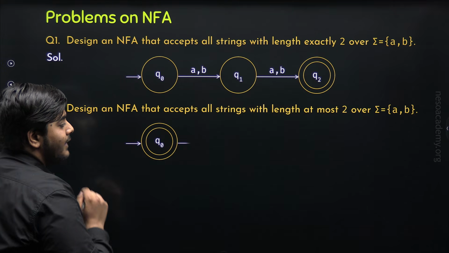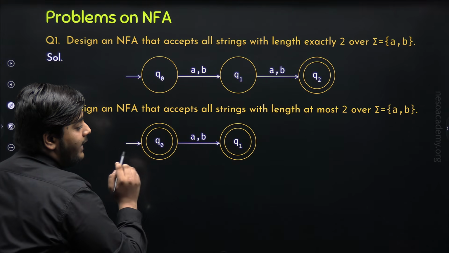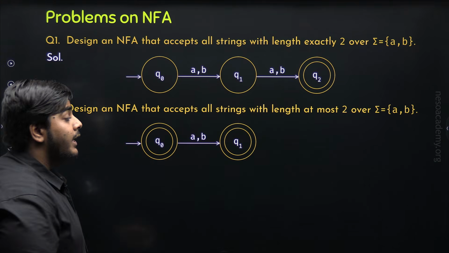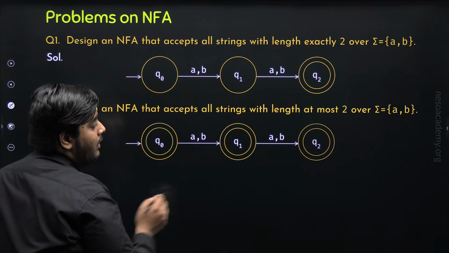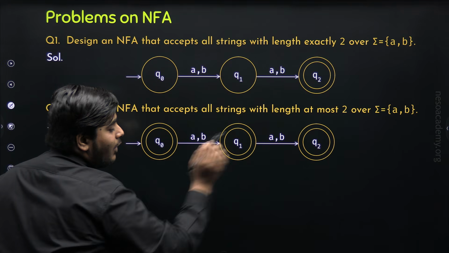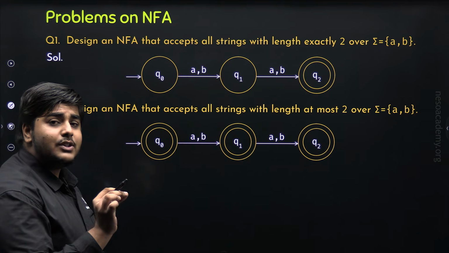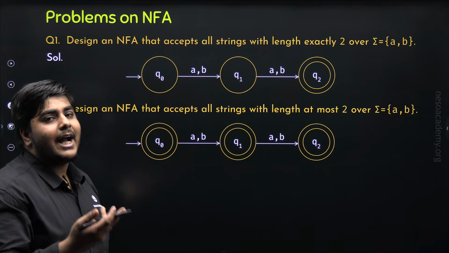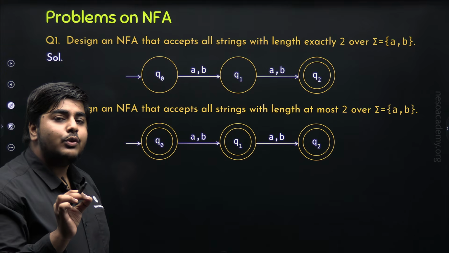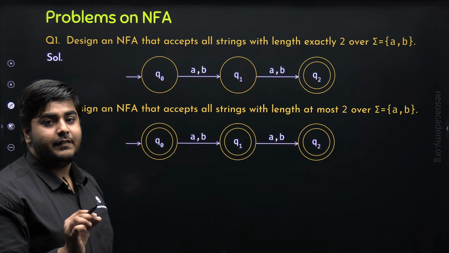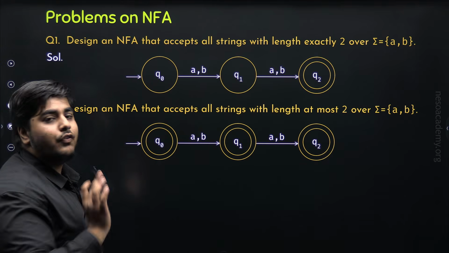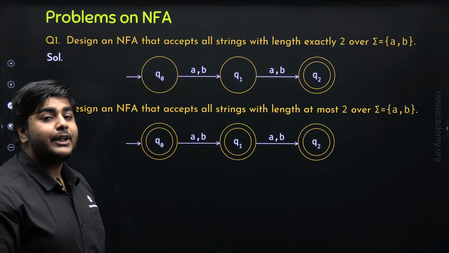If I get only one symbol, a or b, that will also be accepted because 1 is also less than 2. If I get one more symbol, either a or b, that will also be accepted because 2 is also less than or equal to 2. But if I get one more symbol, that will be rejected, and we need not show the rejection path in case of NFA. So this is the complete, required and valid NFA for this problem. Now let's proceed to our last problem.